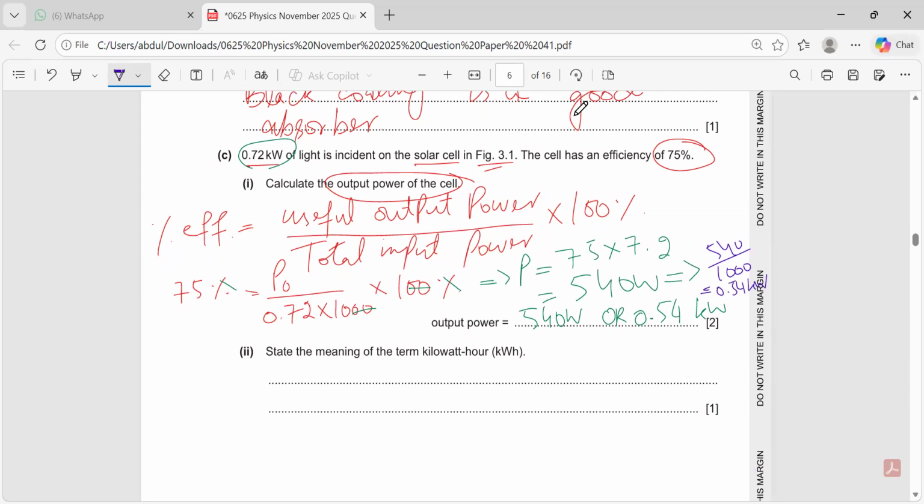State the meaning of the term kilowatt hour. Kilowatt hour is the unit of energy. First of all, it should be in your mind.